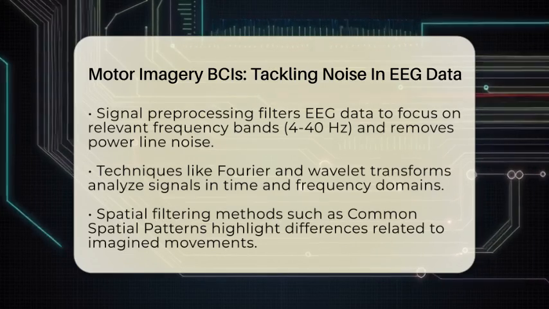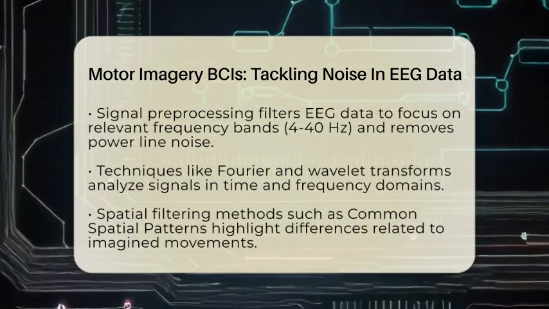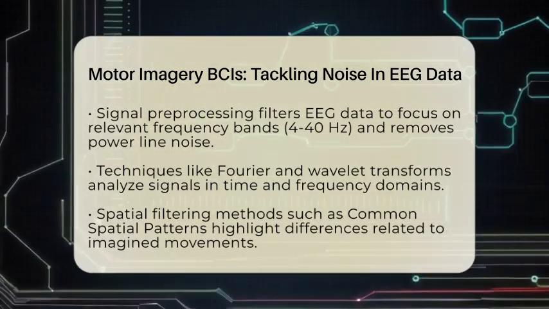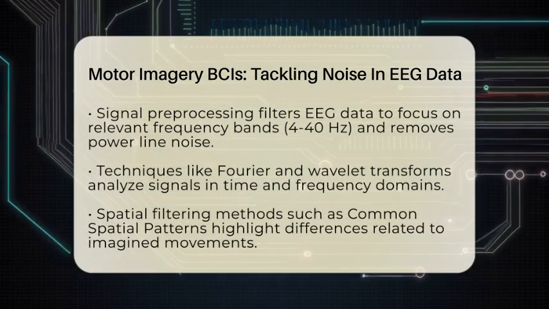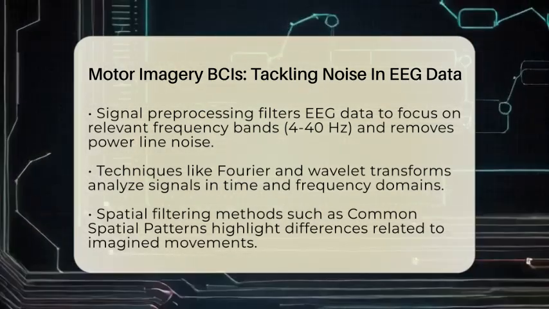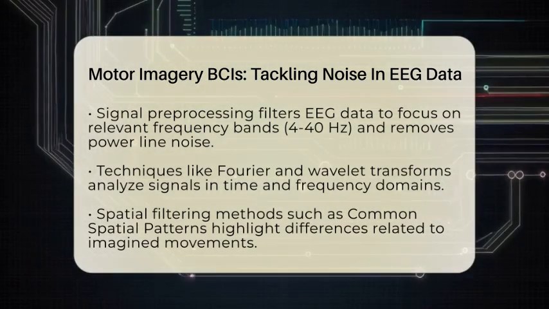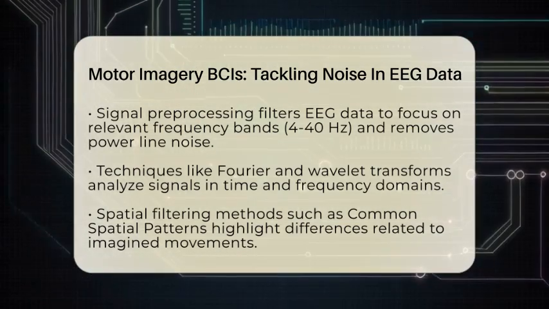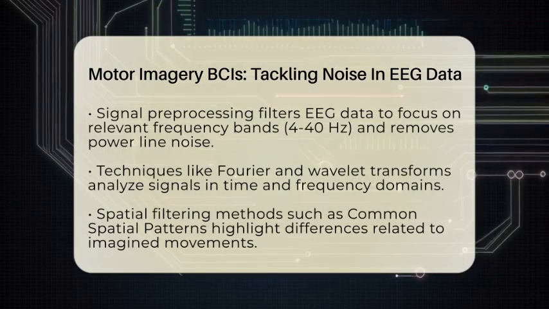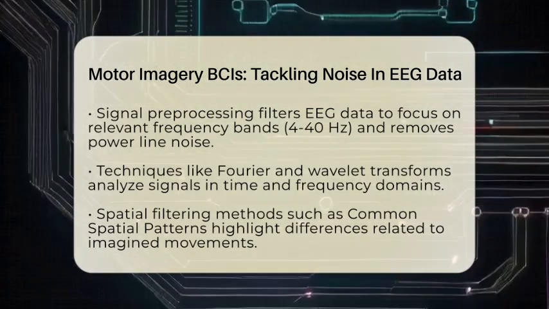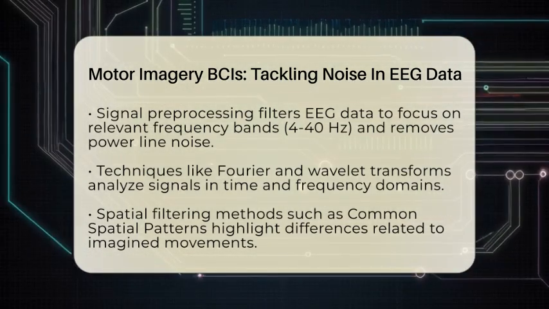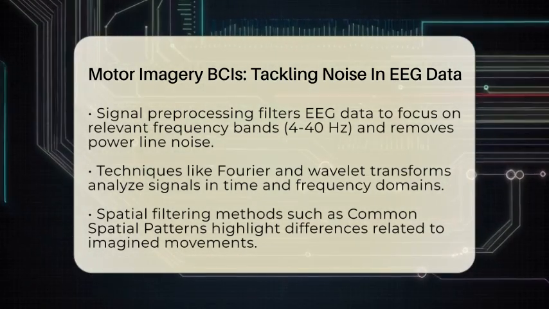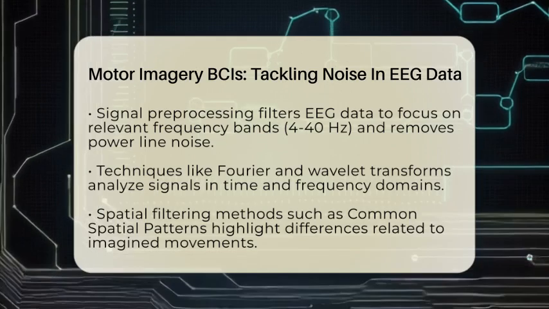First, they apply signal pre-processing. This involves filtering the EEG data to focus on the frequency bands where motor imagery signals are strongest. Usually, this is between 4 and 40 Hz. Notch filters are used to remove power line interference, which occurs at 50 or 60 Hz depending on the country. Techniques like short-time Fourier transform or wavelet transforms help analyze the signals in both time and frequency domains. This makes it easier to pick out the relevant patterns.